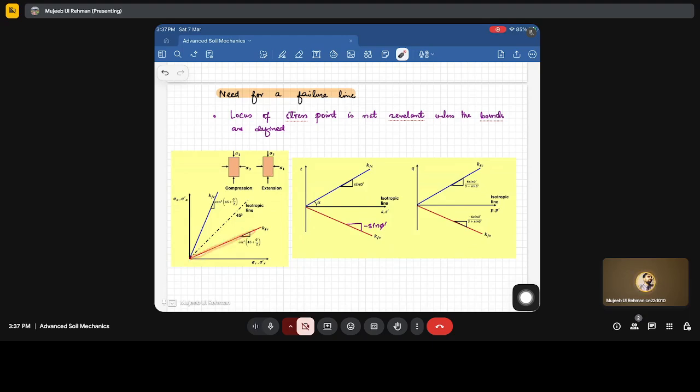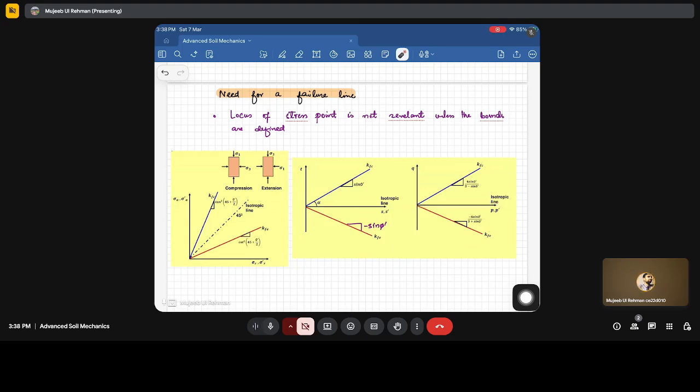The slopes are tan square of 45 plus phi by 2, and cot square of 45 plus phi by 2. In the TS plot, this is the isotropic line, because on this line T will be 0 and this corresponds to the isotropic state. The inclinations of the failure lines in the compression and extension are sin phi dash and minus sin phi dash respectively. And in the QP plot, on this horizontal line, PP dash, you can see there is no shear stress acting on it.